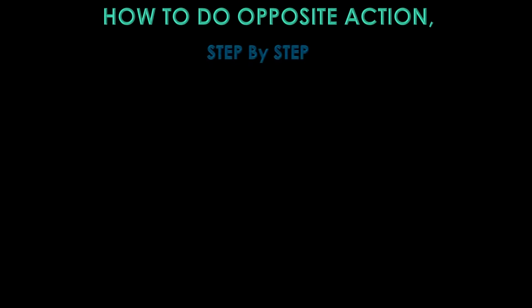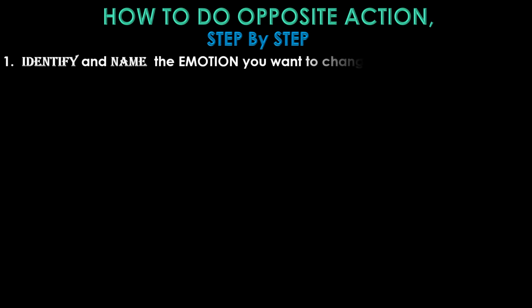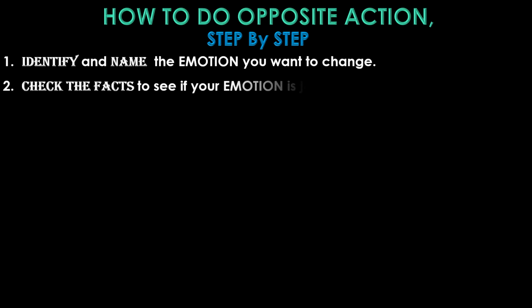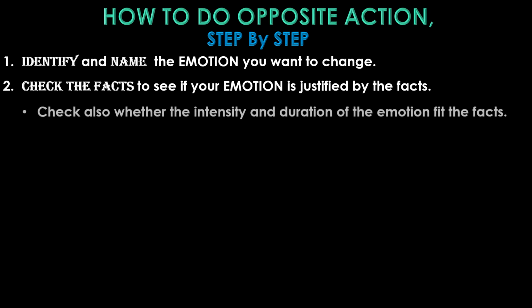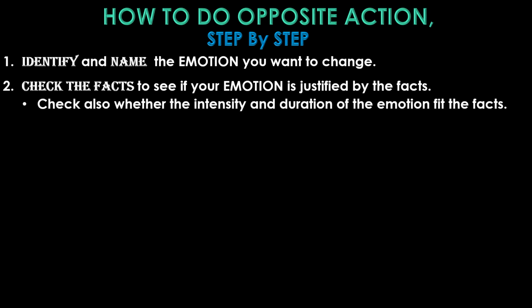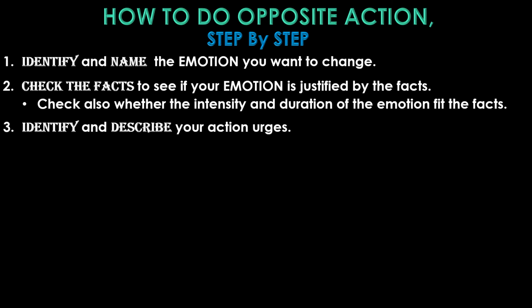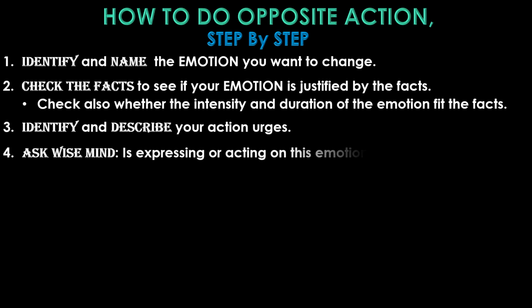So let's look at how to do opposite action step by step. Number 1, identify and name the emotion you want to change. Number 2, check the facts to see if your emotion is justified by the facts. Check also whether the intensity and duration of the emotion fit the facts. Number 3, identify and describe your action urges. Number 4, ask wise mind, is expressing or acting on this emotion effective in the situation?